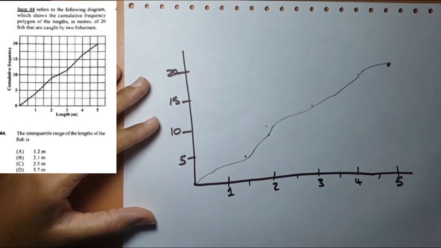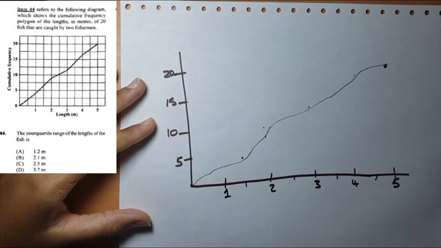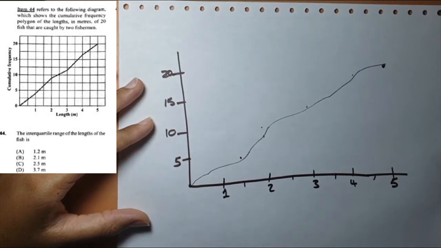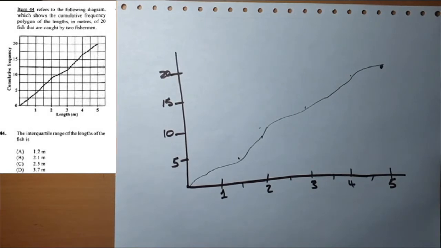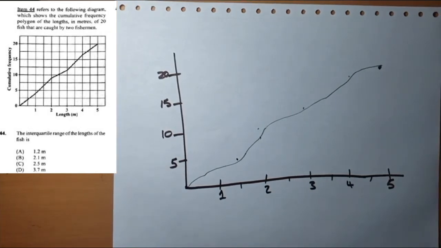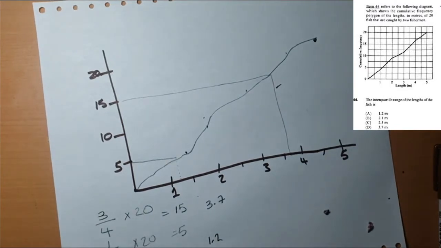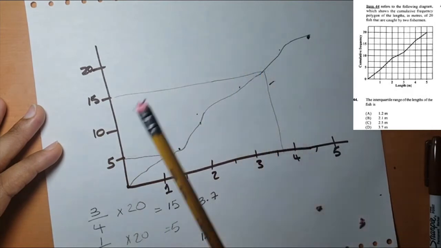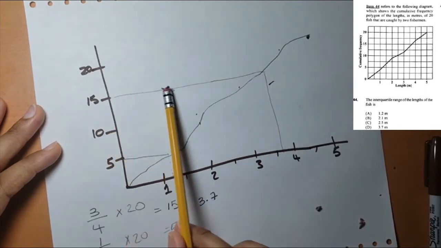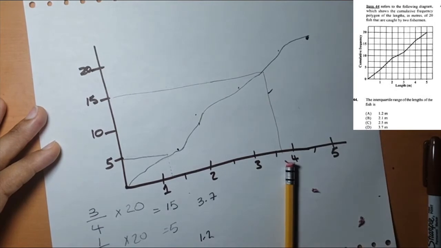Okay, so for this question, number 44, we're asked to find the interquartile range of the lengths of the fish. So how do we find the interquartile range? We want to find the upper quartile minus the lower quartile. How do we find the upper quartile and the lower quartile? So we do 3/4 times 20, and then we'll get 15. We go across and we go down, and right here is approximately 3.7.